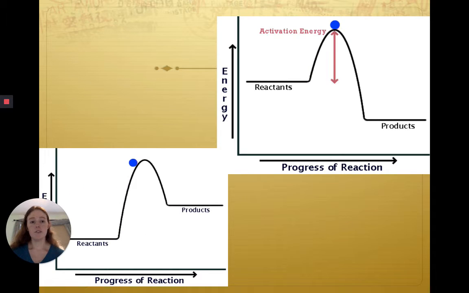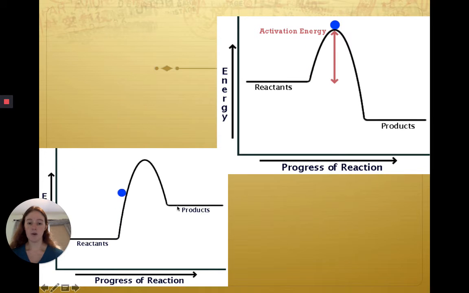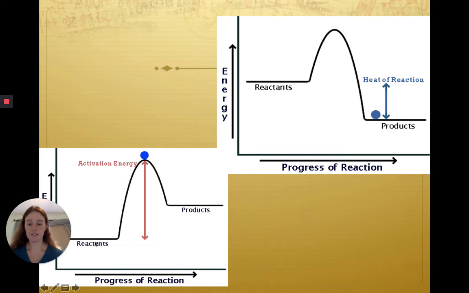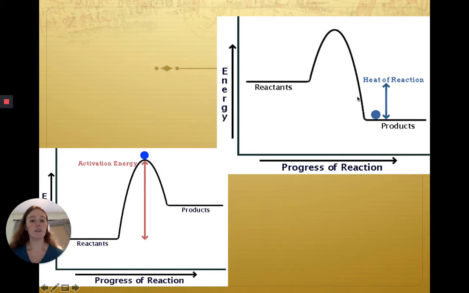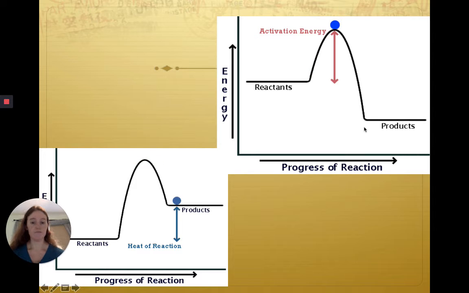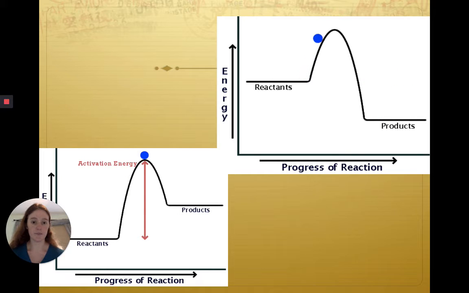Now looking at these two graphs here, we can see we start with the reactants, get our activation energy. This graph down here, our products are above our reactants. So because it is above, this reaction took in heat. This is considered an endothermic reaction. This reaction over here, the products are below the reactants. That means heat was given off, so that is going to be called an exothermic reaction.